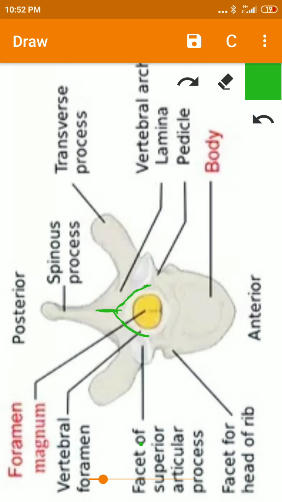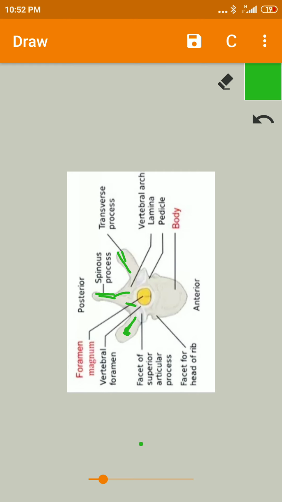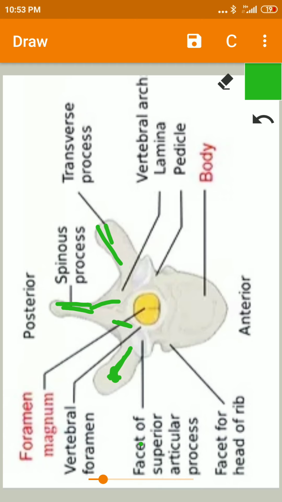And next, processes. How many processes are there? Already we have seen these two laminae fuse to form the spinous process. These spinous processes also have different shapes and sizes in the cervical, thoracic and lumbar regions, and the spinous process gives attachment to muscles and ligaments. Coming to the transverse processes, these are two in number: one spinous process and two transverse processes. Totally how many?